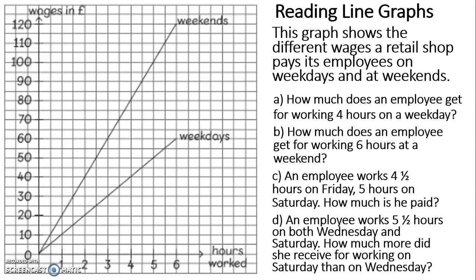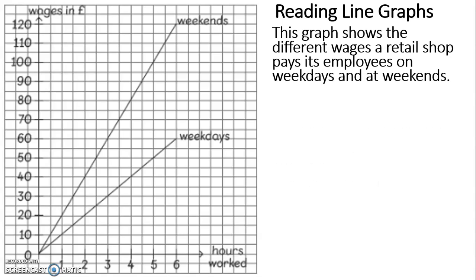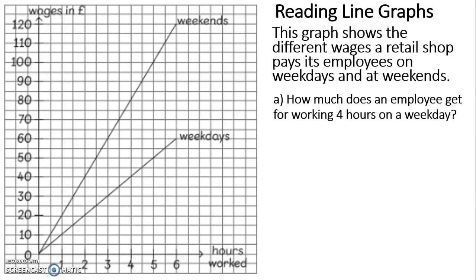Pause the video now if you'd like to go it alone. We'll start with question A. How much does an employee get for working 4 hours on a weekday? Well, weekdays are Monday, Tuesday, Wednesday, Thursday and Friday. So let's go up to the weekday line from 4 hours, and then draw a line across. And we can see that for 4 hours work on a weekday, £40.